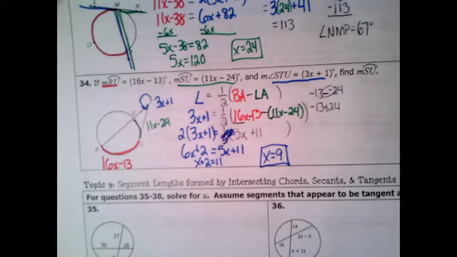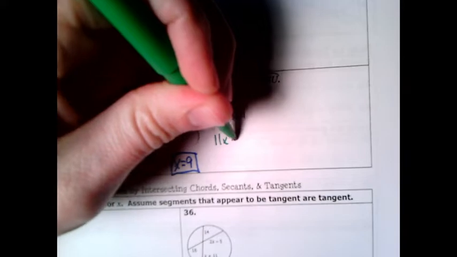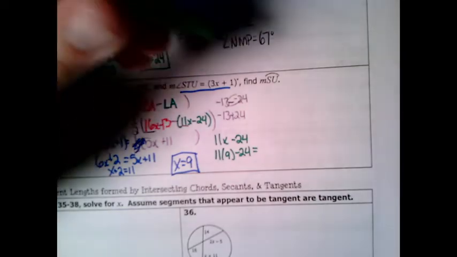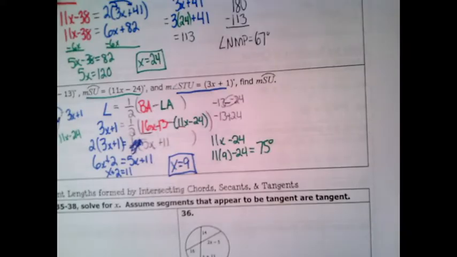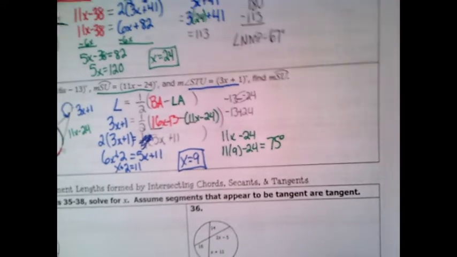But then they want SU. So all I've got to do is plug it in to this green equation here. So it's 11 times 9 minus 24, which will give me 75 degrees. Okay. Whew, that's a lot of work. Okay, let's get going on. Let's go down here to 35.